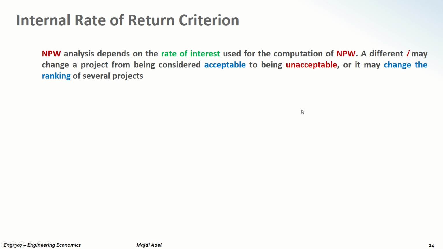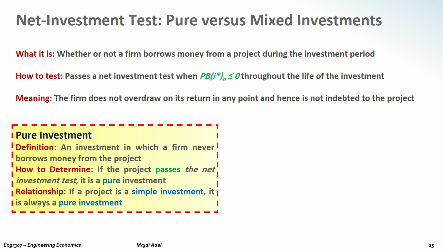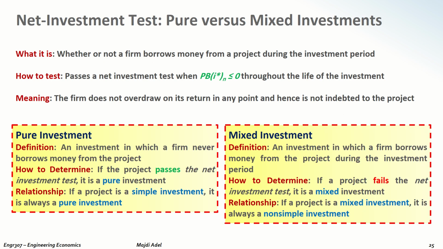A pure investment is an investment where the company doesn't borrow money from the project. We can test it: if the project balance at every year is less than or equal to zero, then the investment is pure. That is, if we calculated the project balance at each year and it was negative or equal to zero, then we say that it is a pure investment, and every simple investment is pure.